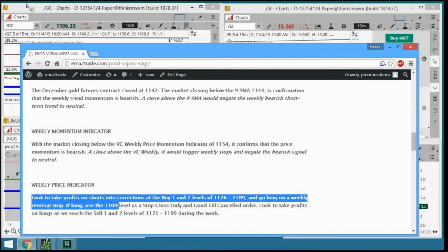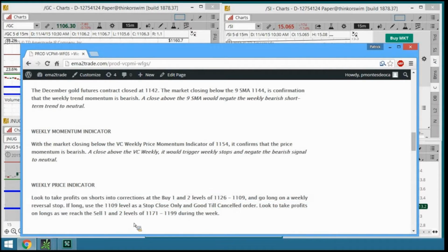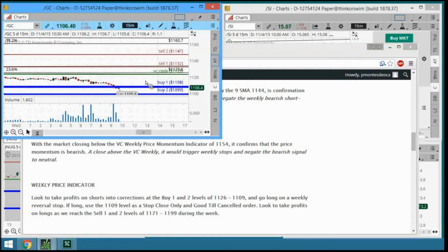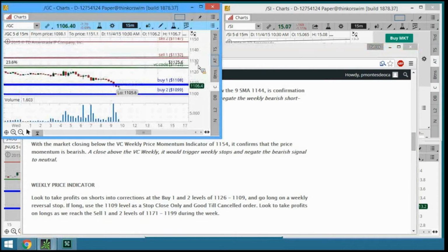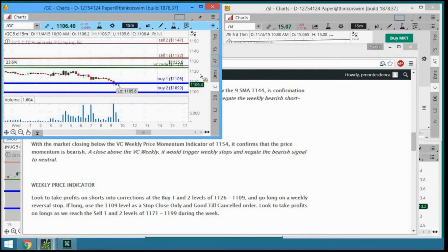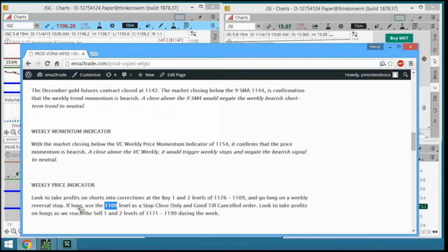And it tells you right here that you want to go long at these levels between 1126 and 1109 on the weekly swing signals. So we have activated, if we take a look at the price of gold, the levels on the swing trade of 1126 and 1109. And it's telling you to go long at these levels and use the 1109 as your stop for the week.